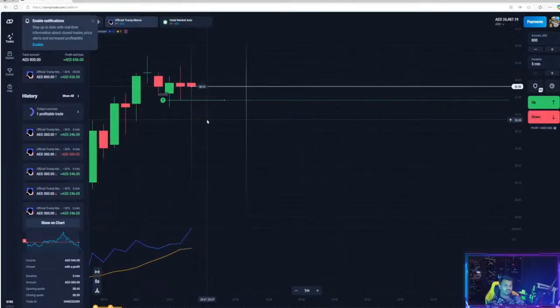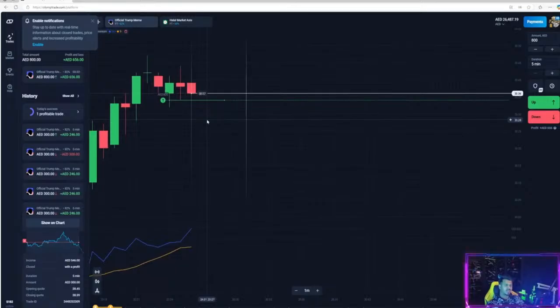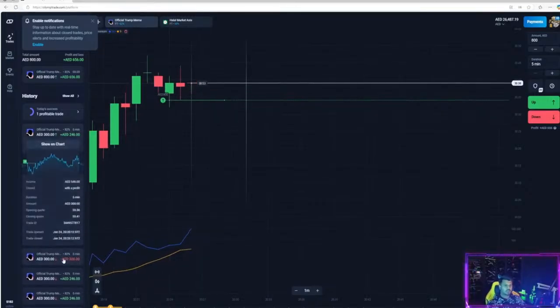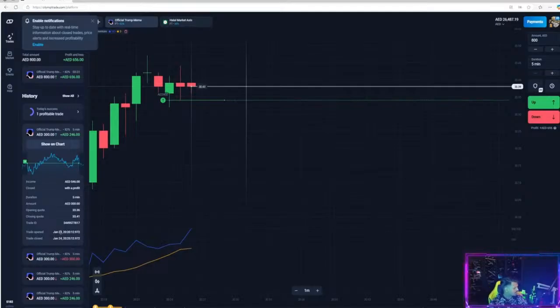Only 3 minutes 35 seconds remaining now. What do you think, guys? Will this move in the upper direction or will it move to the downside? So this profit recovers almost this amount of the loss. Now we have to wait how much time?